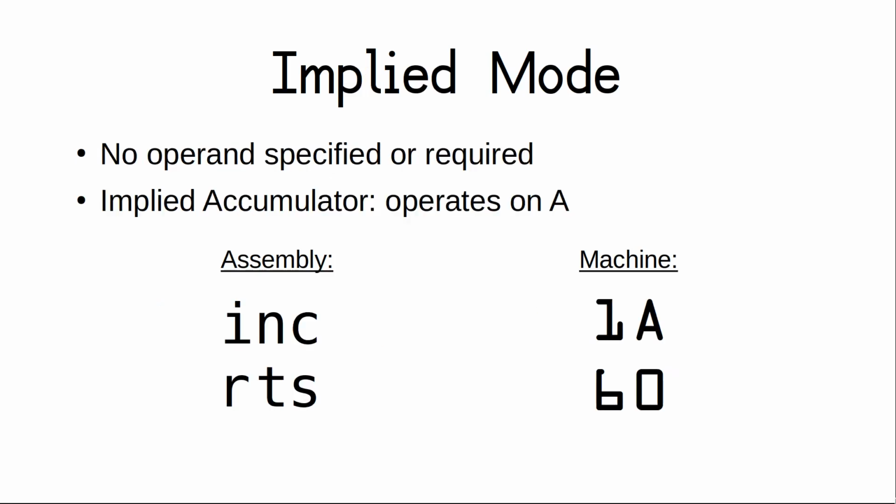The next mode we used in our first program was the implied mode, which can be used for instructions that have only one opcode that needs no operand, or for instructions like INC that can be used without an operand to operate on the accumulator instead of a memory address. In both cases, the implied instructions only take up single bytes in memory for just their opcodes.